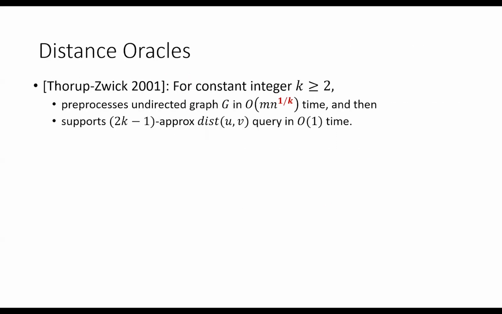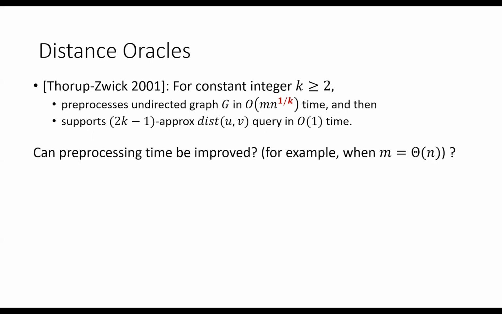The next application is about distance oracles. This is a problem that was studied by the celebrated paper by Thorup and Zwick in 2001. They show that for constant integer k, you can preprocess an undirected graph G in m times n to the 1/k time and obtain a data structure that supports 2k minus 1 approximate distance queries in constant time. A curious question is whether it's possible to improve this preprocessing time, for example, on sparse graphs.